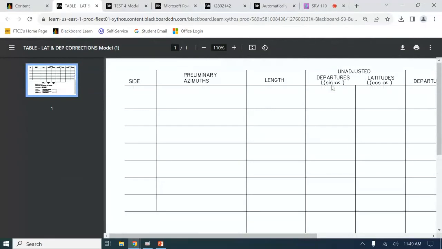And there's the formula. L is the length, and the symbol that looks like, where y'all were asking me what that was, I'm not sure of the Greek letter, but that's your preliminary azimuth. So you would do your length times the sine of your preliminary azimuth, and then you would put that number in your departure. You would go all the way down, and then we would total it up, keeping the sign. Same would be for latitudes. The only difference is the cosine of the azimuth.